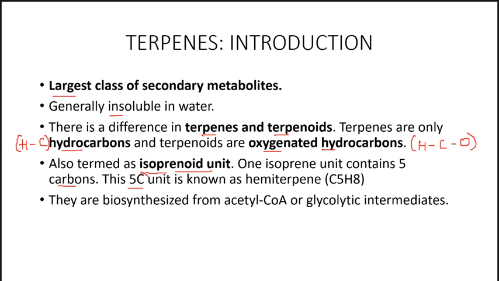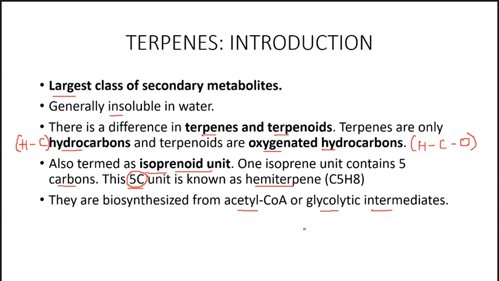Okay, and one 5 carbon isoprene is known as hemiterpene. Now they are biosynthesized from acetyl CoA or glycolytic intermediates. So the precursor of IPP, isopentenyl pyrophosphate, is acetyl CoA or glycolytic intermediates. Okay. So what we discussed is that terpenes are the largest class, they are insoluble. Terpenes are only hydrocarbons and terpenoids are oxygenated hydrocarbons.